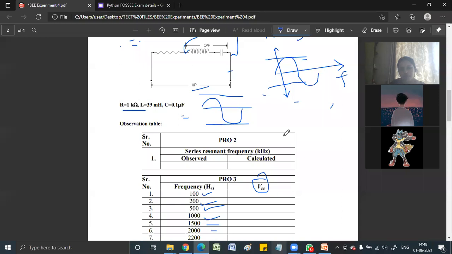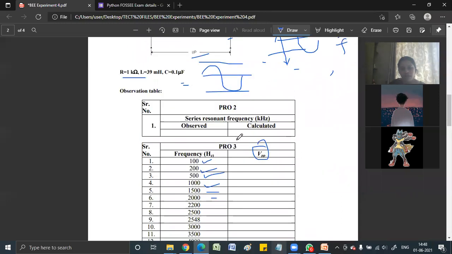Can anyone tell? That will be the calculated value of your resonant frequency, and that answer I will give you. Yes, please tell the value. L is 39. 0.08. Pi is 3.14. 548.518. How much?